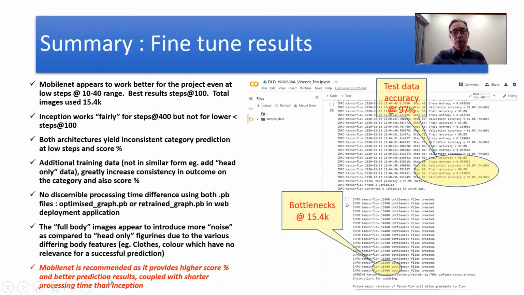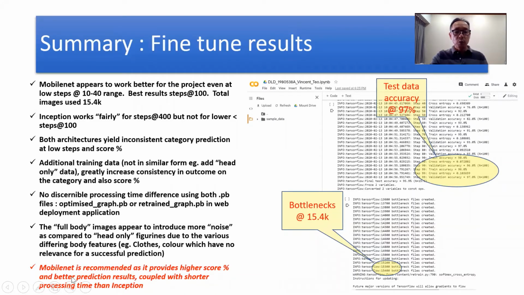Full body images appear to introduce more noise compared to the head-only figurines due to the various differing body features. That's an example, right? Clothes and color have no relevance to the outcome, whether it's a man, woman, girl, or boy. The clothes and the color of the clothes they wear probably have no play in terms of the prediction. So the head is a critical element.